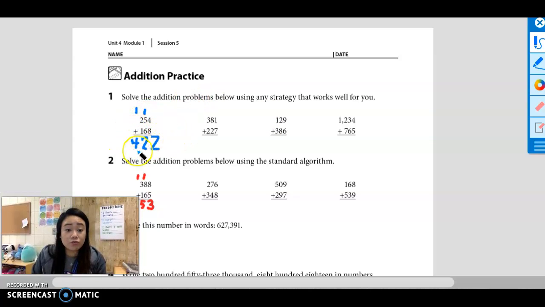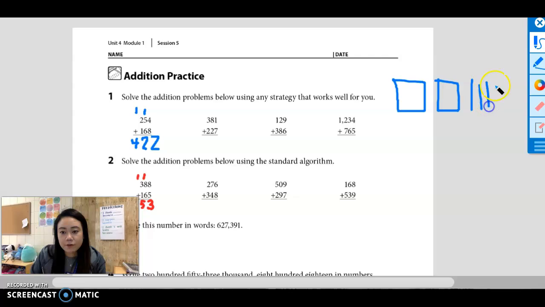I'm going to draw a picture for you, or I guess build it. 254. Let's do it over here. So 200. 1, 2, 3, 4, 5. 1, 2, 3, 4. That's 254.